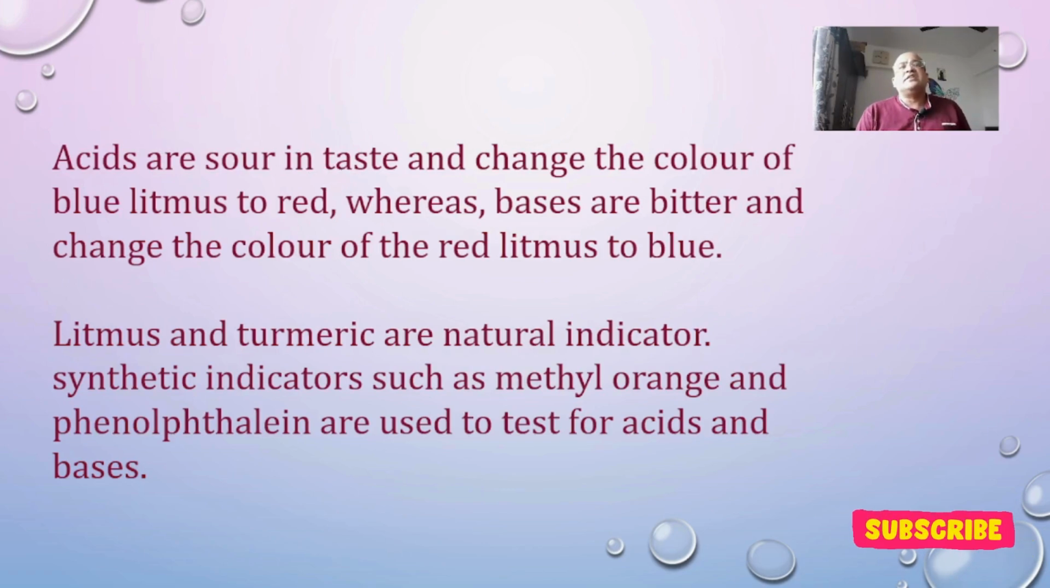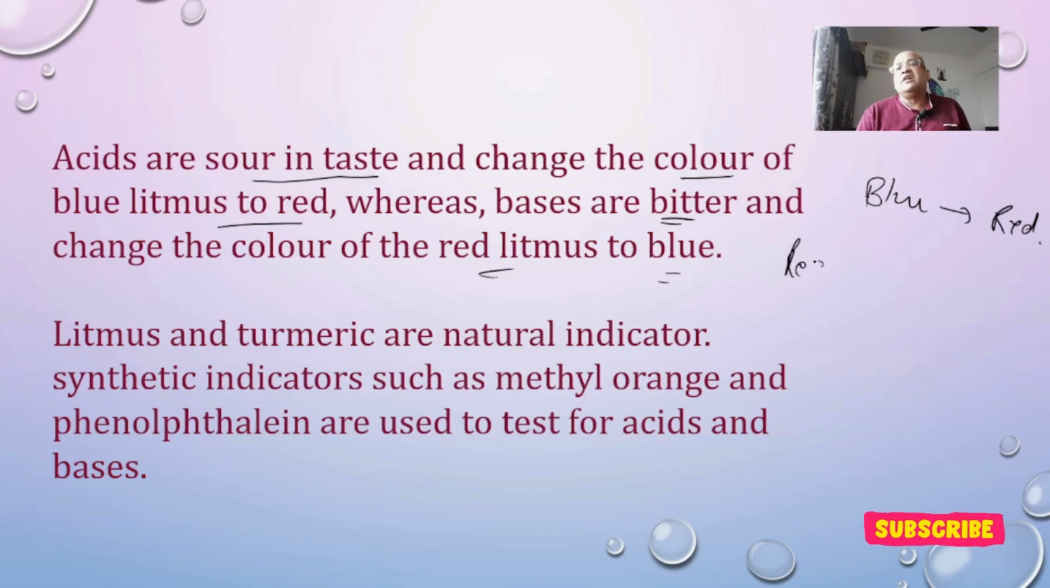So acids are sour in taste and change the color of blue litmus to red. So blue litmus turning red is what acids are all about. Bases, on the other hand, are bitter in taste and they change the color of red litmus to blue. So red litmus changes to blue with bases.